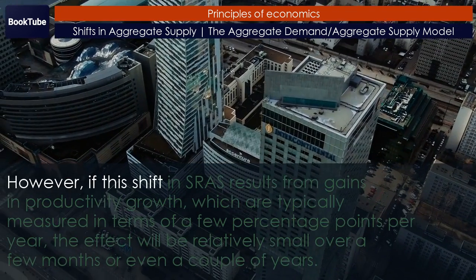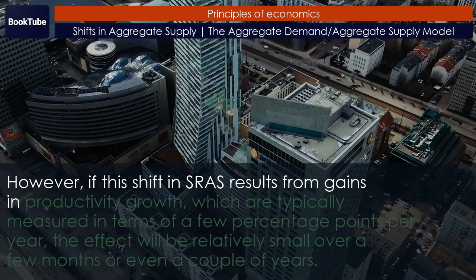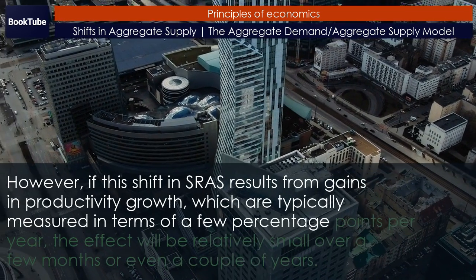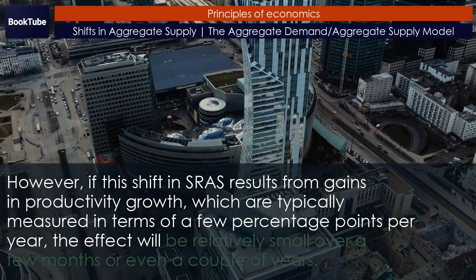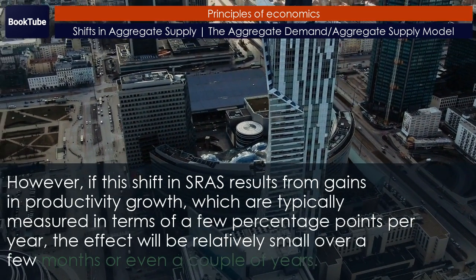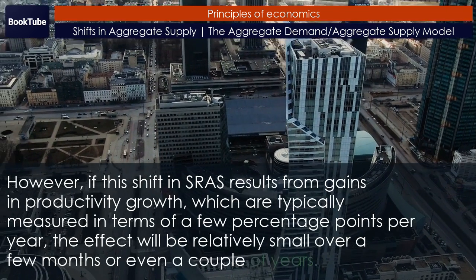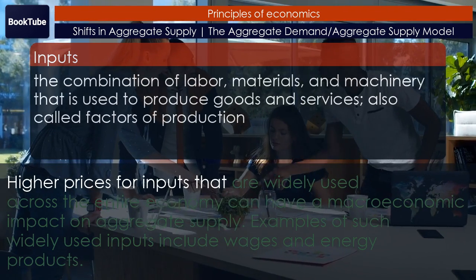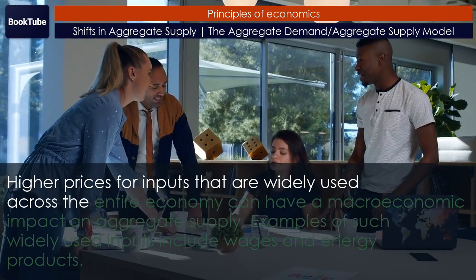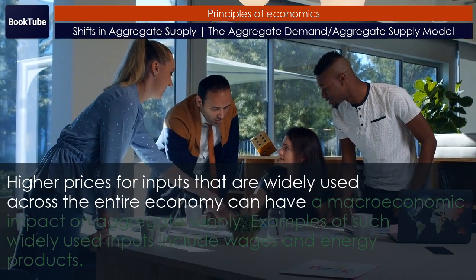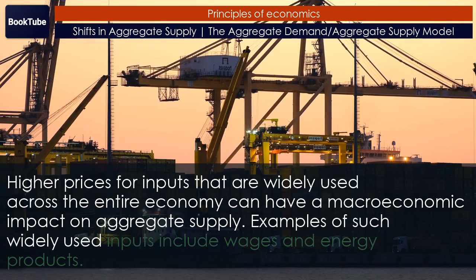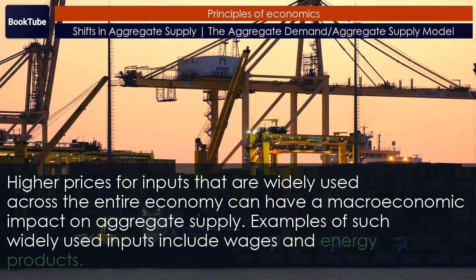However, if this shift in SRAS results from gains in productivity growth, which are typically measured in terms of a few percentage points per year, the effect will be relatively small over a few months or even a couple of years. How changes in input prices shift the AS curve. Higher prices for inputs that are widely used across the entire economy can have a macroeconomic impact on aggregate supply. Examples of such widely used inputs include wages and energy products.